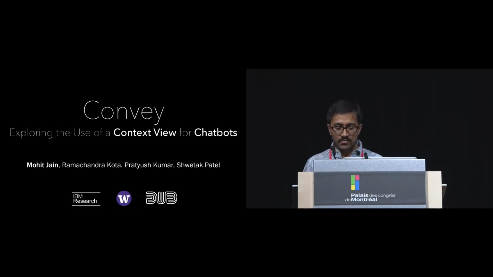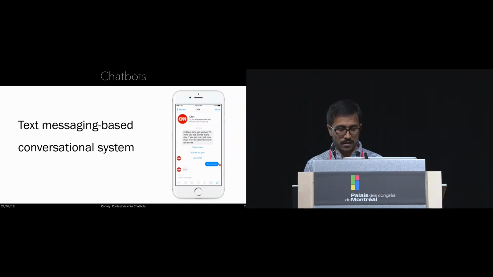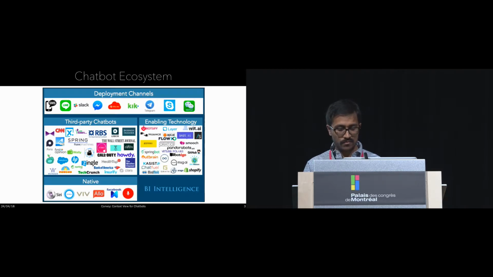So Convey is an interactive window showing the context of the conversation that can be added to any messaging-based chatbot interface. So to begin with, what is a chatbot? For our work, a chatbot is a text messaging-based conversational system, which may be powered by rules or sometimes artificial intelligence, that a user interacts with via a chat interface. So the two things are conversational and chat interface.